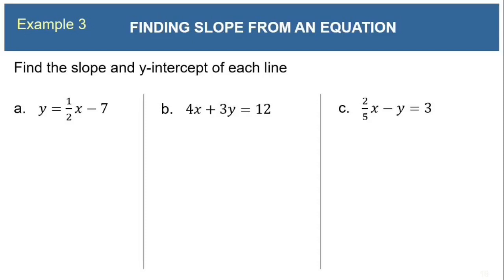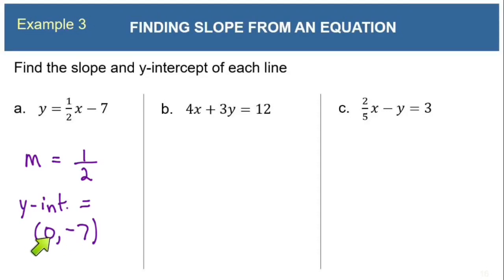from that equation. Now here in part A, we have y equals 1/2 x minus 7. When the equation is already solved for y, the numbers that you see are the slope and the y-intercept. So in this case, the slope is 1/2, so m equals 1/2, and the y-intercept is going to be 0, -7. So remember that the y-intercept is a point, so it's going to have an x-coordinate and a y-coordinate. The x-coordinate, of course, is 0, and that's because the point is on the y-axis. But this number right here is the y-coordinate of the y-intercept. So 0, -7 for this one.